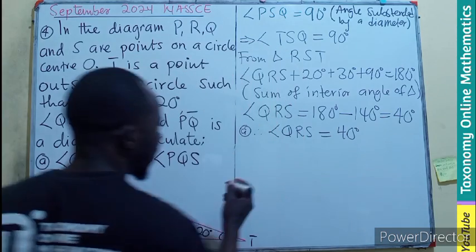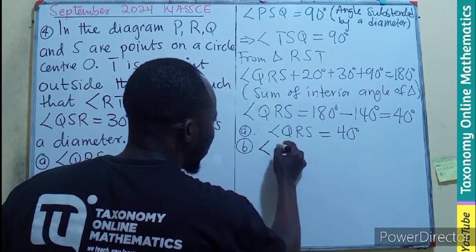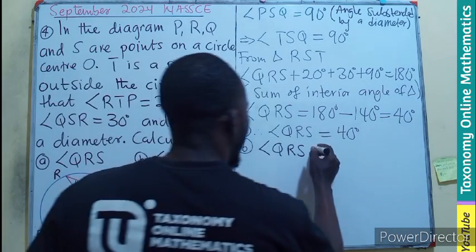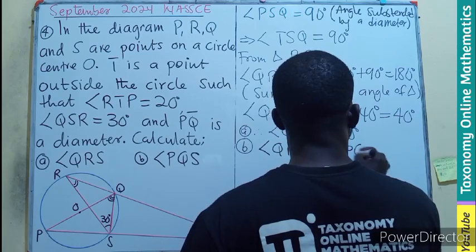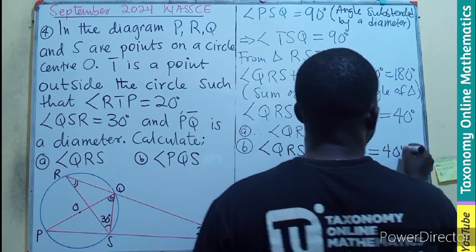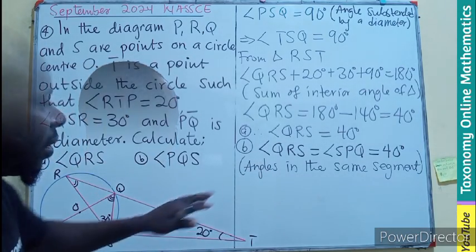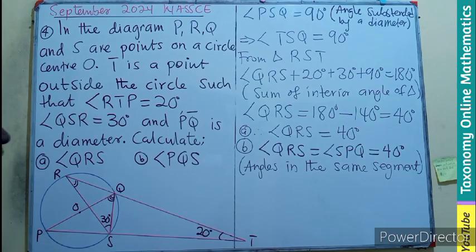So I can say, let's begin with part B. I can have this very angle I know already will be equal to this. So the angle QRS will be equal to the angle SPQ, which will also be equal to 40 degrees. What property? That is angles in the same segment. So this and this are equal.